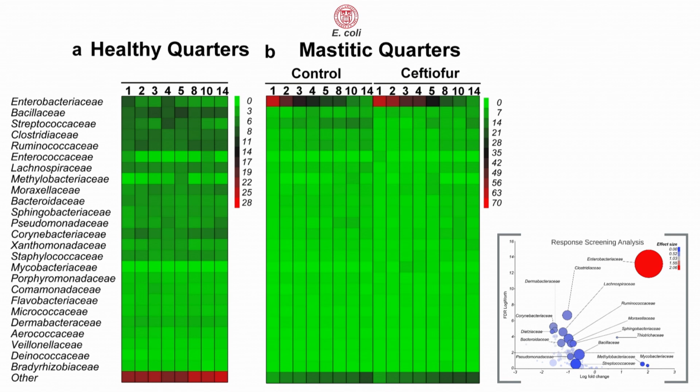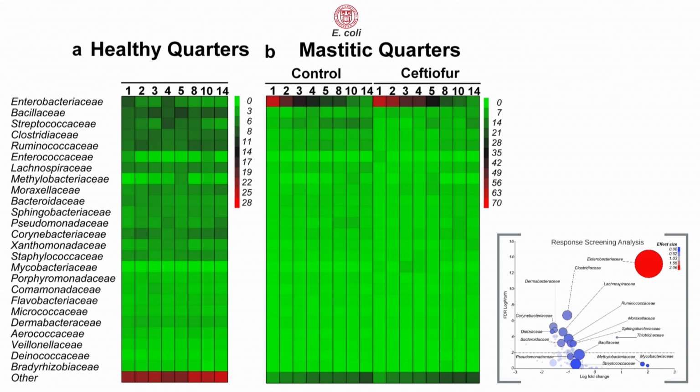And as we can see, the mastitis quarters, both control and ceftiofur, were dominated by Enterobacteriaceae, and I'd like to call your attention to the fact that both scales are different because the Enterobacteriaceae dominated mastitis quarters so much that if we used the same scale, you could not see any shades on the healthy quarters, which indicates that they are much more evenly distributed.